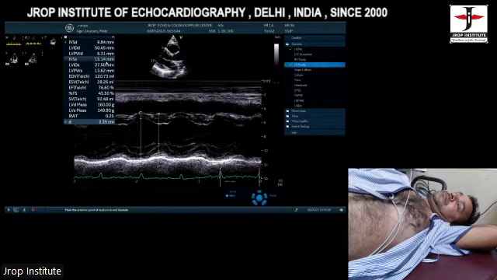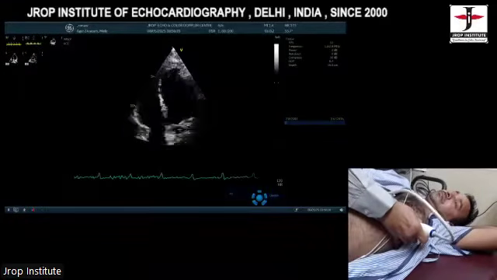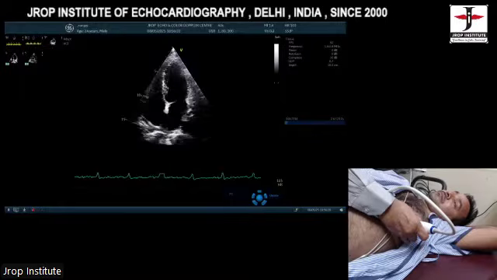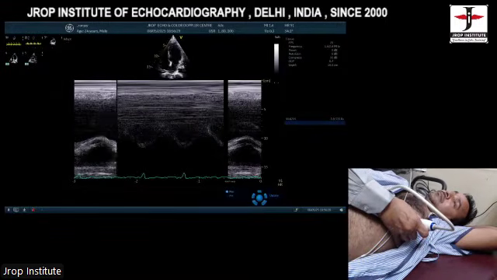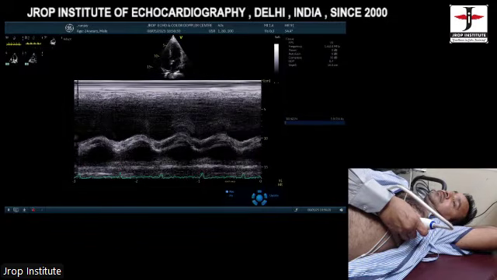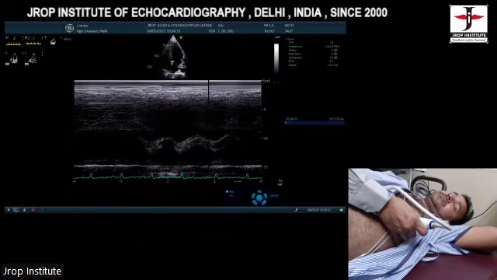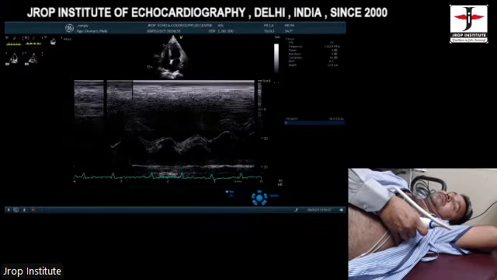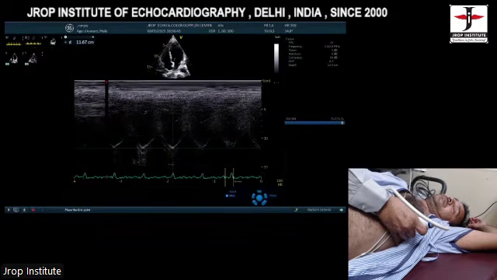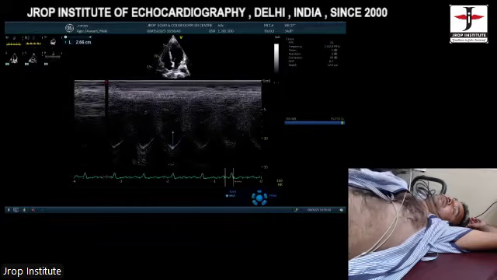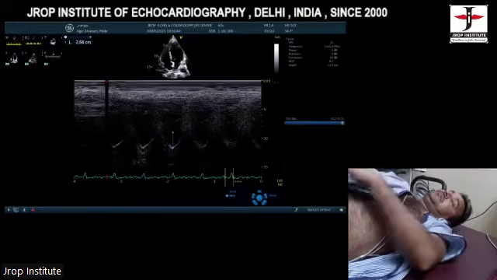But the most important utilization of M mode is, look, we cut an M mode across this annulus. This is mitral annular plane systolic excursion. Same thing if you move to the tricuspid annulus, this is tricuspid annular plane systolic excursion. Otherwise, M mode has got a very small utility as of today in clinical practice.